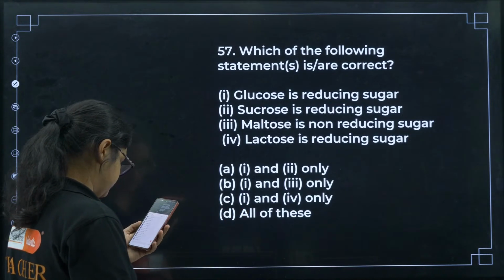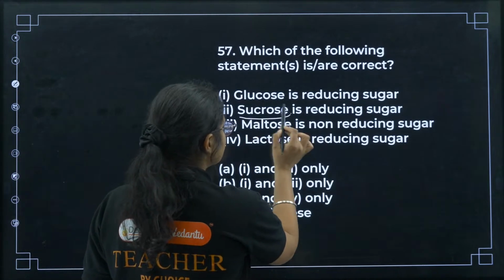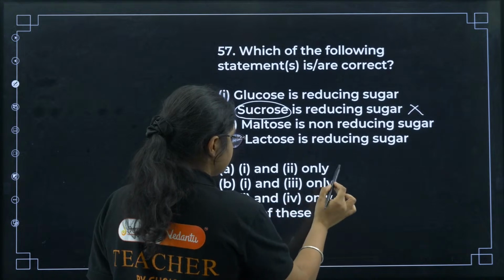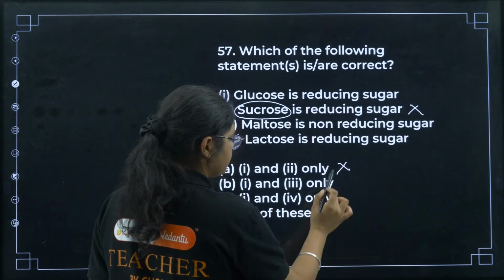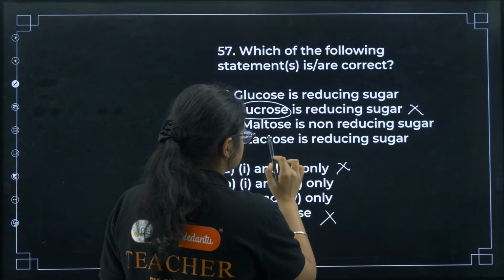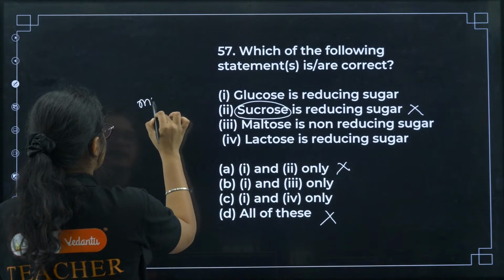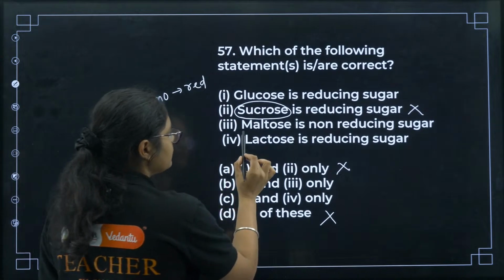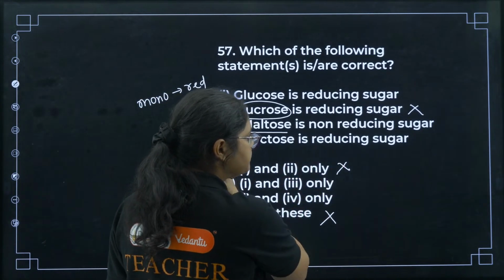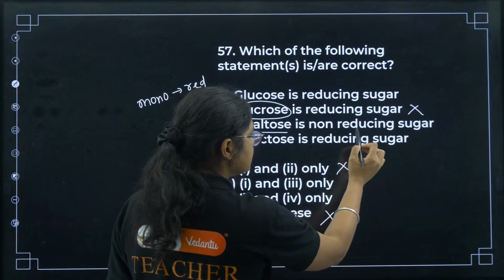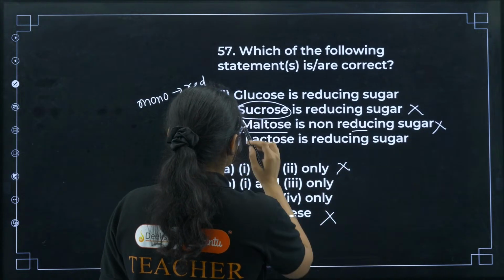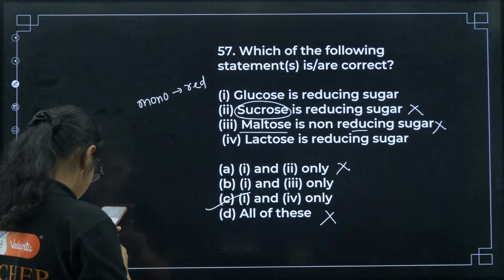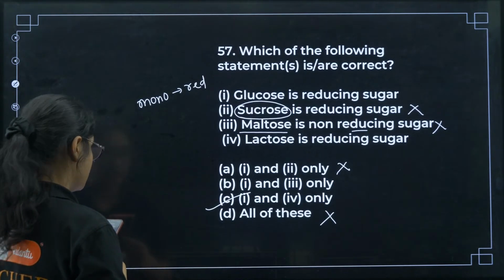See, sucrose is a reducing sugar is wrong, so option number 2 is incorrect. So whichever option has number 2, we can remove that too, right? Next, maltose. All monosaccharides are reducing sugars. Maltose is said to be non-reducing, which is also wrong. So the correct ones are 1 and 4, that is option number C. 57C is the correct answer.